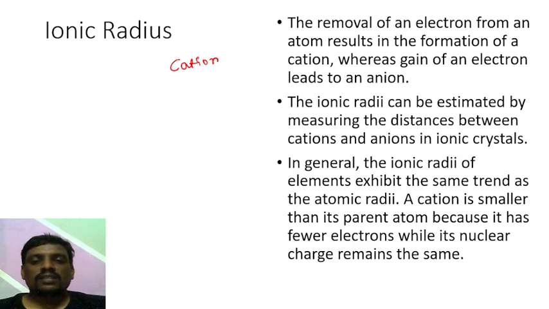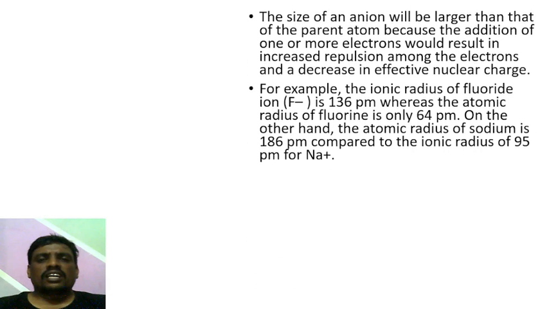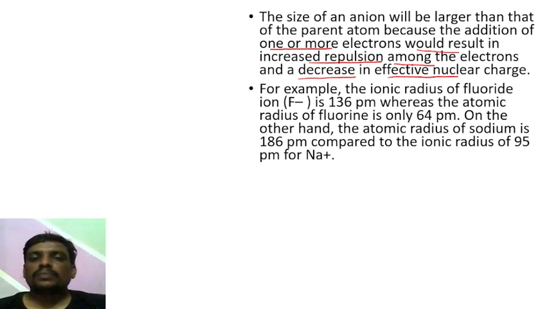A cation is smaller than its parent atom because it has fewer electrons, while its nuclear charge remains the same. Nuclear charge is never going to change. The size of an anion will be larger than that of the parent atom. Why? Because the addition of one more electron results in increased repulsion among the electrons and a decrease in the effective nuclear charge.